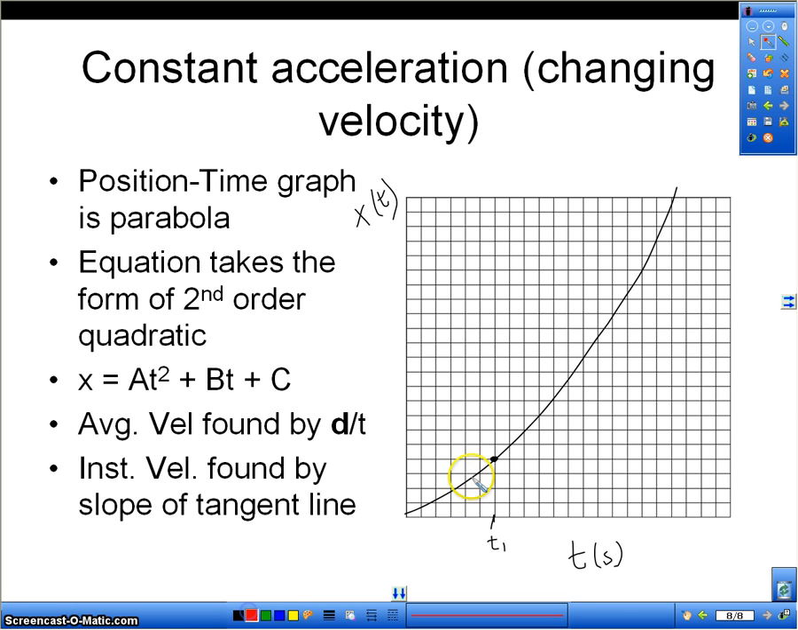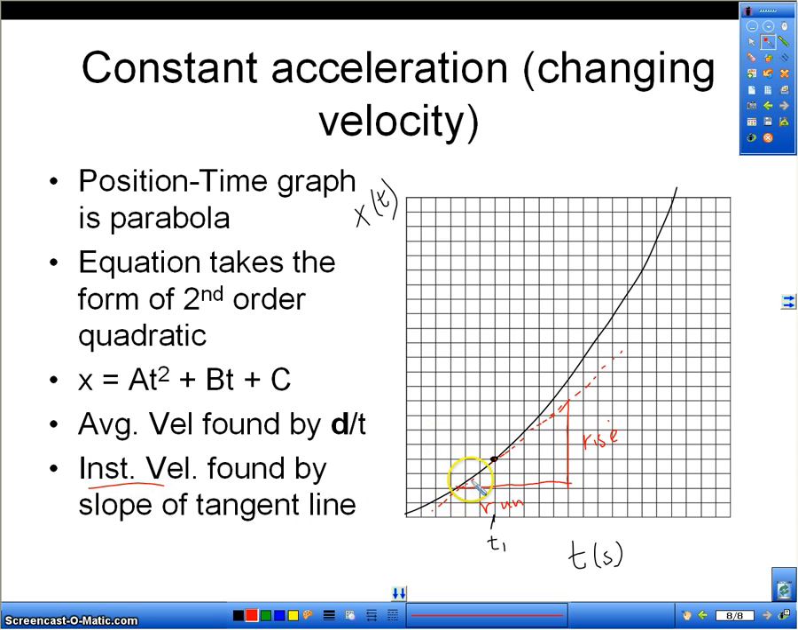Then what I have to do is draw what's called a tangent line. And a tangent line is a line that skims the graph only at that one point. That's what we call the tangent line. So it's a straight line, it skims right on that graph, it touches only at that point. And I have to figure out the slope of that tangent line. If I can do that, the slope of the tangent, the rise over the run for the tangent, I can see what the instantaneous velocity is.